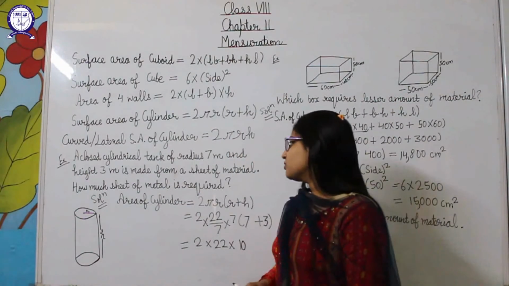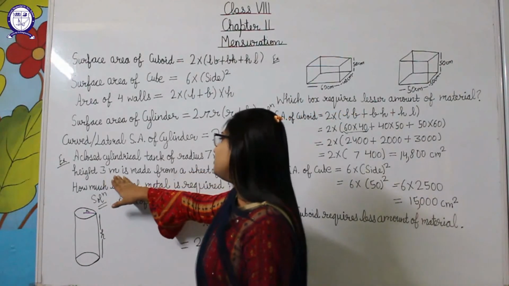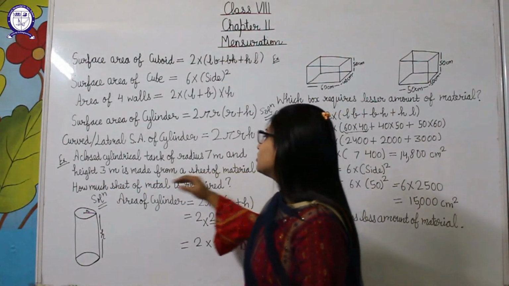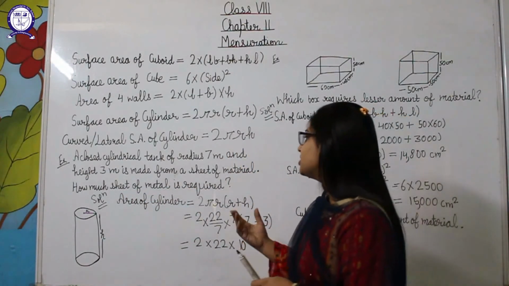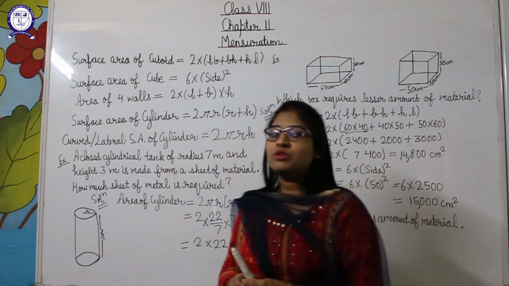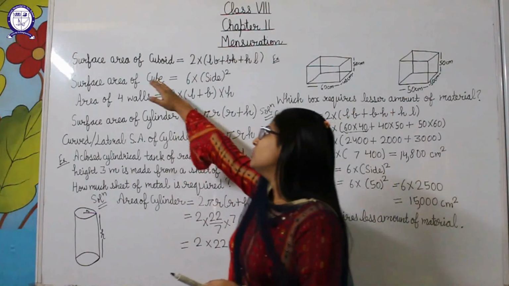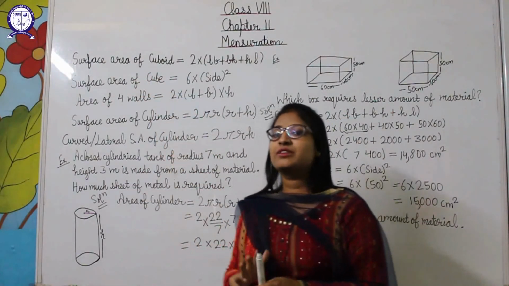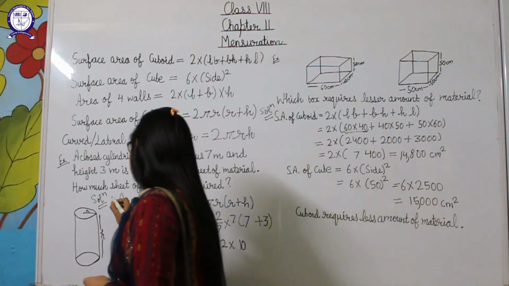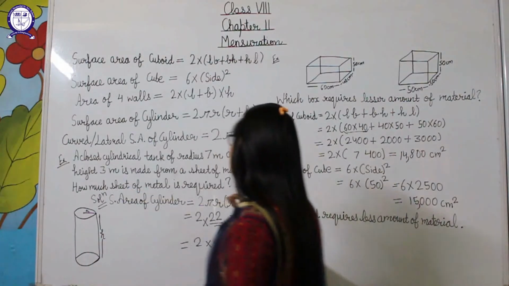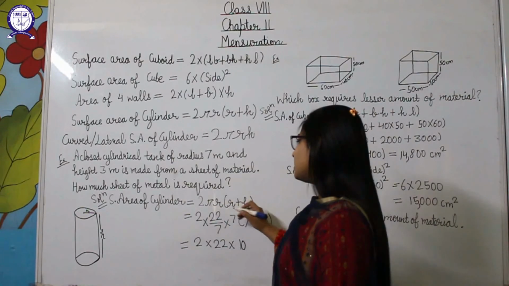Okay, now next question is, a closed cylindrical tank of radius 7 meter and height 3 meter is made from a sheet of material. So how much sheet of metal is required? So students, whenever the question is given that how much sheet is required, in all those cases we will find out the total surface area, okay, or simply the surface area, not the lateral or curved, the total surface area. So surface area of cylinder is equals to 2 pi r times r plus h. So here we will write 2 pi r (r plus h).